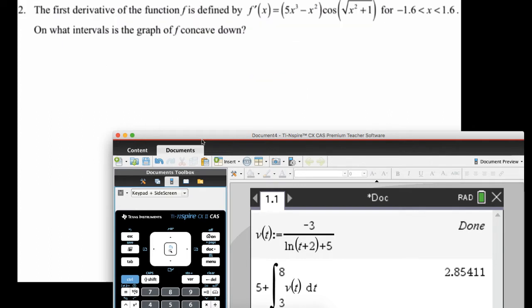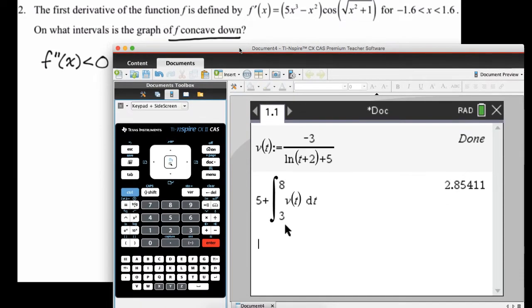The first derivative of the function f is defined by f prime equals the quantity 5x cubed minus x squared times cosine of radical x squared plus 1, where x is between -1.6 and 1.6. We want to know on what intervals the graph is concave down. Okay, so I know concave down means the second derivative has to be less than 0. So what I'm going to do is use a calculator. This one's like 100% calculator.